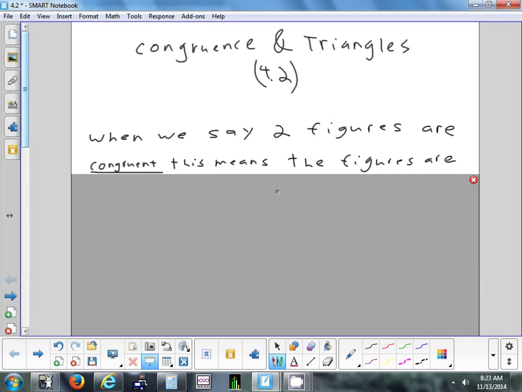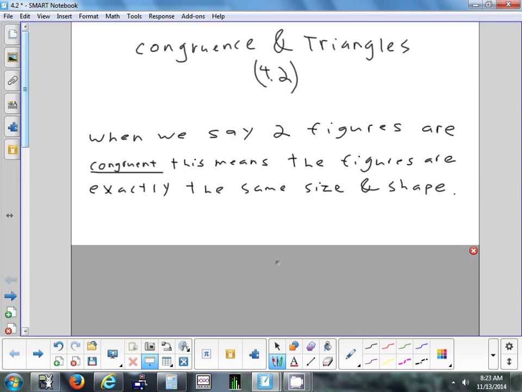Yep. So that's part of it. All their sides are the same measurements. And what else? Yep. All their angles are equal. All their angles are also the same measurement. Yep. So they're exactly the same size and shape.